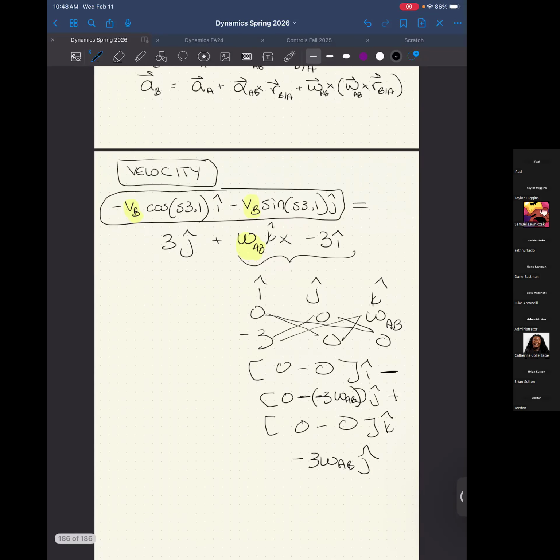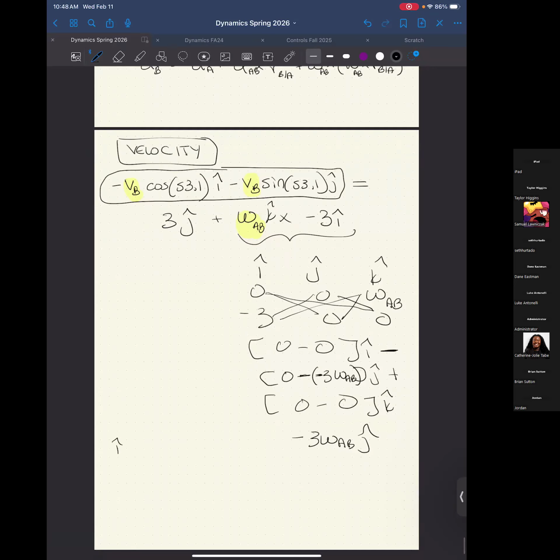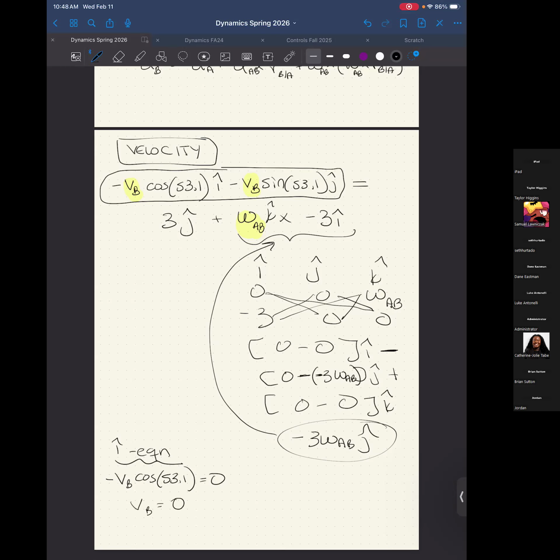And now I can write my i equation. On the left, my i's are minus V_B cosine 53.1. On the right-hand side, all my i's are gone because I only got a j as a result of this cross product. So this equals 0. I can already tell you what the velocity of B is. It's not going anywhere. Instantaneously, it's not moving.